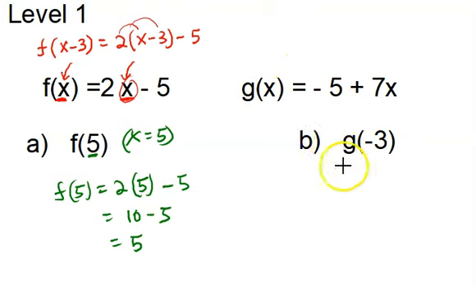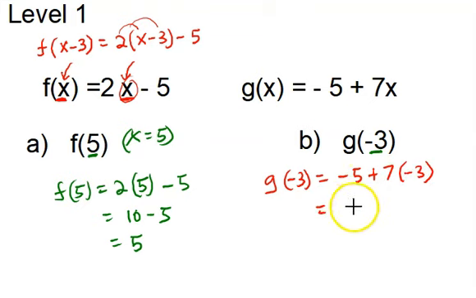Okay, same thing for this question. Now x has a value of negative 3. So you just have to substitute negative 3 here, and here we have negative 5 plus 7 multiplied by negative 3, and then we simplify this. So positive 7 multiplied by negative 3, you get negative 21, and then here we have negative 26. Okay, so this is just a substitution. This is your level 1 function.